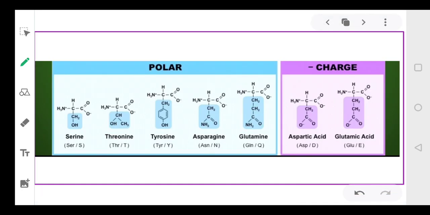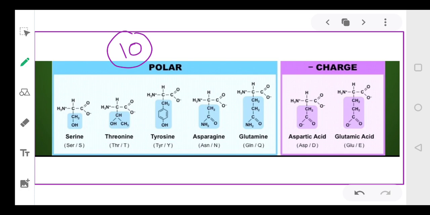Now coming to the polar amino acids. As I told you, they are attracted by water. These are the amino acids that are attracted towards water. And that is why you will find these amino acids always present on the surface, because they are always soluble in water. So there are 10 amino acids which are soluble.